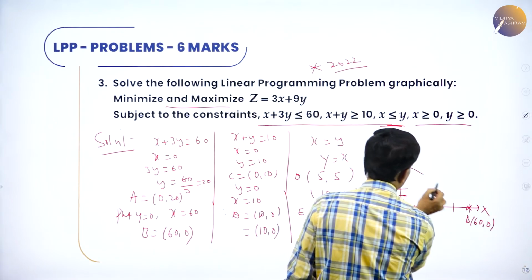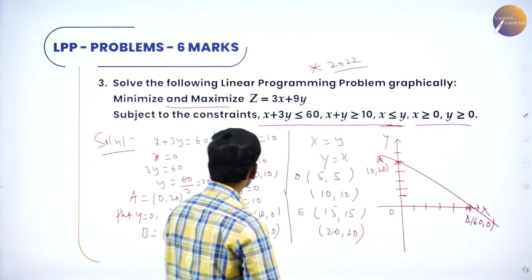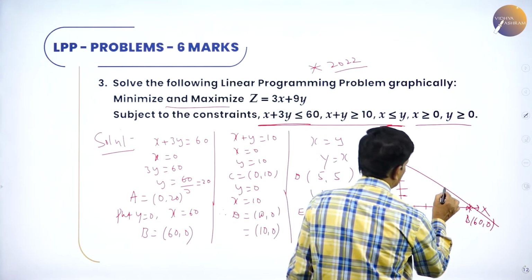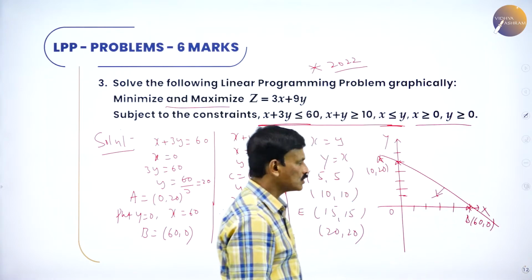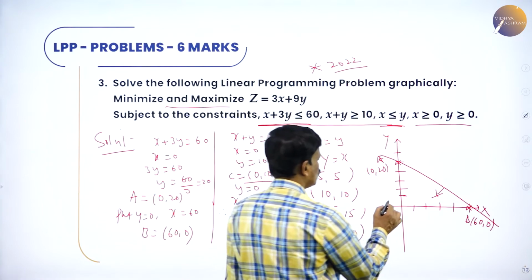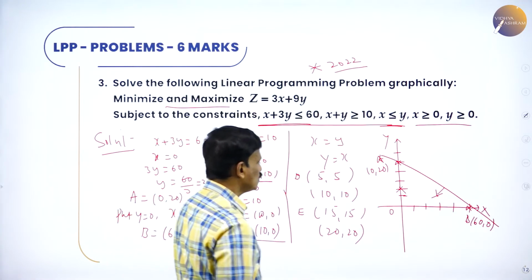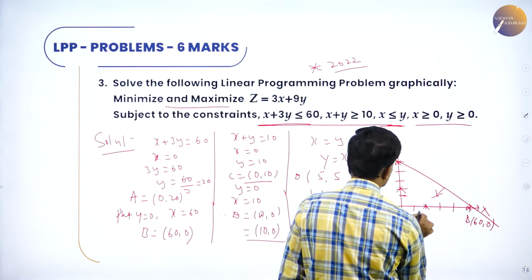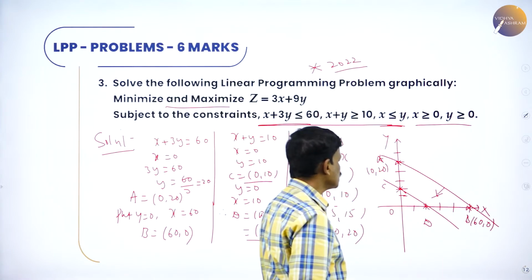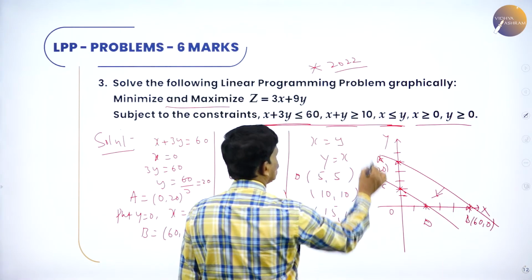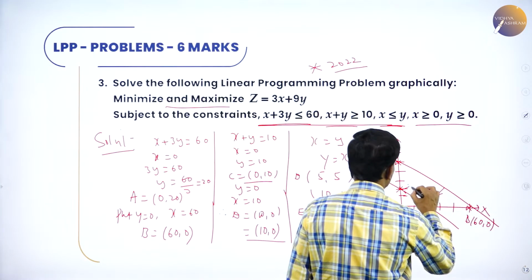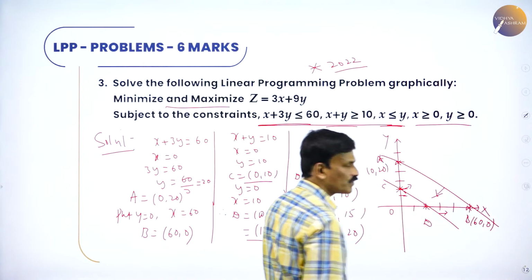A straight line. We are going to draw a straight line. This is nothing but x plus 3y is less than or equal to 60, which means the feasible region is towards the origin. Now, second, C (0, 10): x is 0, y is 10; x is equal to 10, y is equal to 0. So this is another straight line, C and D. For the second equation, x plus y is greater than or equal to 10 means the feasible region is away from the origin.